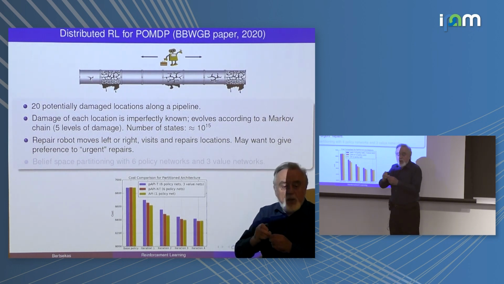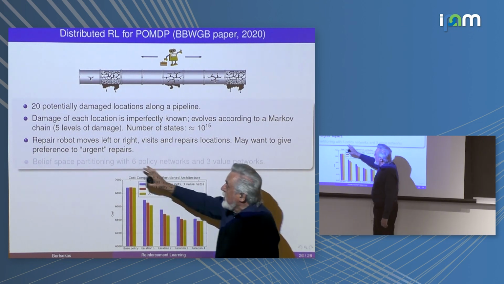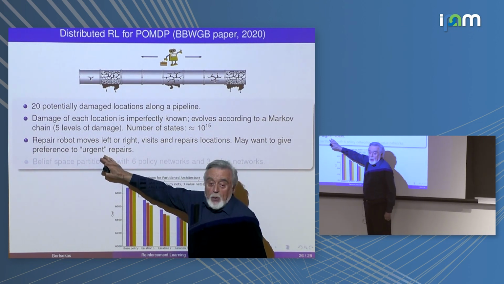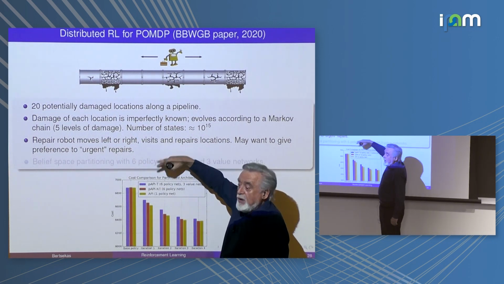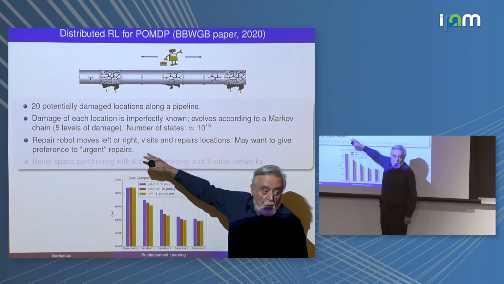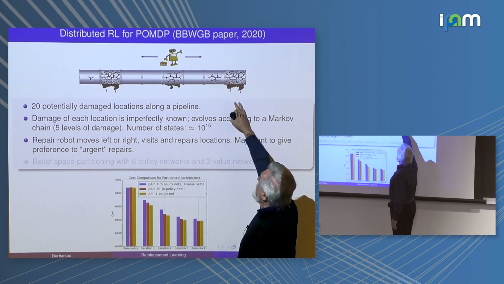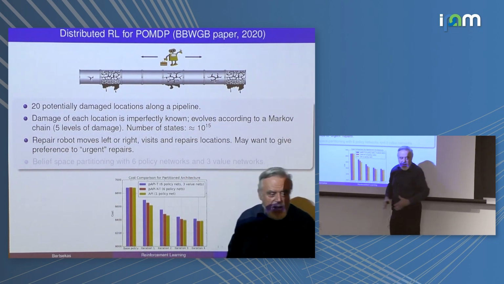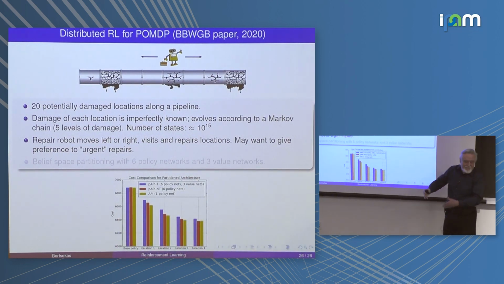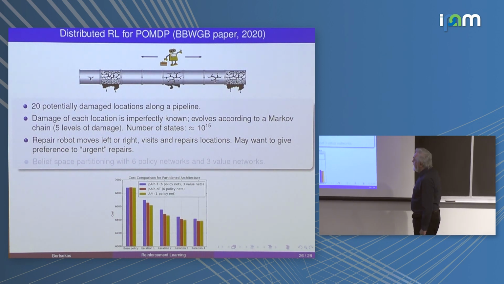However, it may want to skip a mild repair in the interest of getting closer to a location that needs a repair urgently. Because remember, there are 5 different levels of damage here, and some of the damage may be critical, and the repairman may need to rush there and not waste time repairing locations where repair is less urgent.